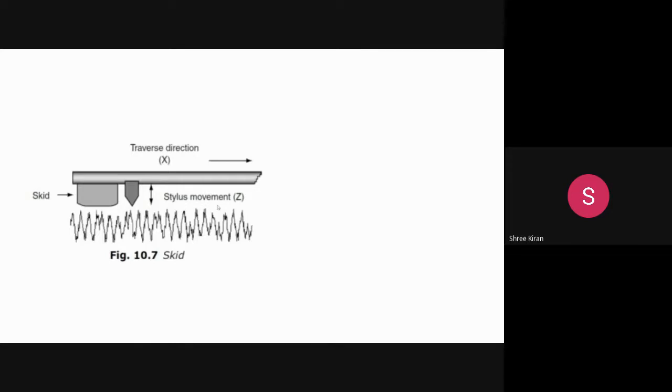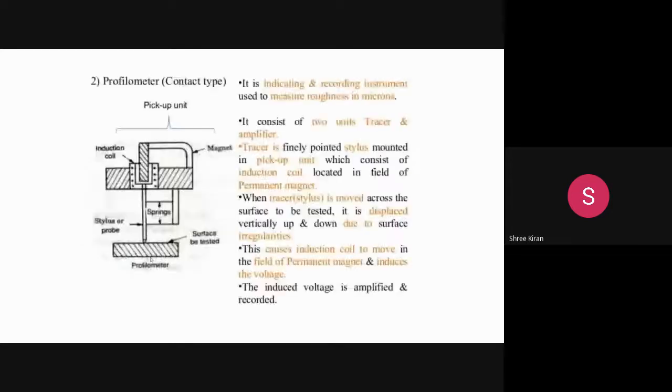This is the stylus movement where we can see the surface. So this is the skid. This is what happens in the diagram. Then the second one is named as profilometer.